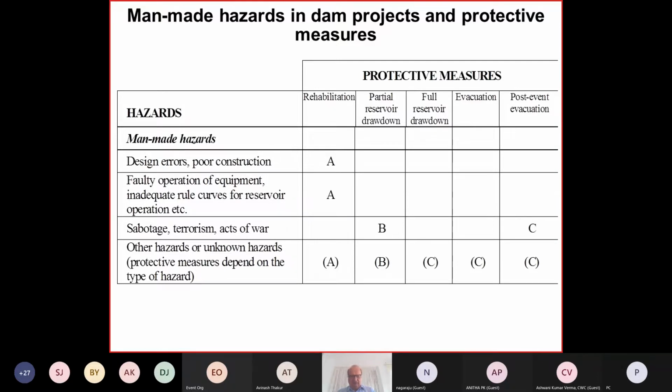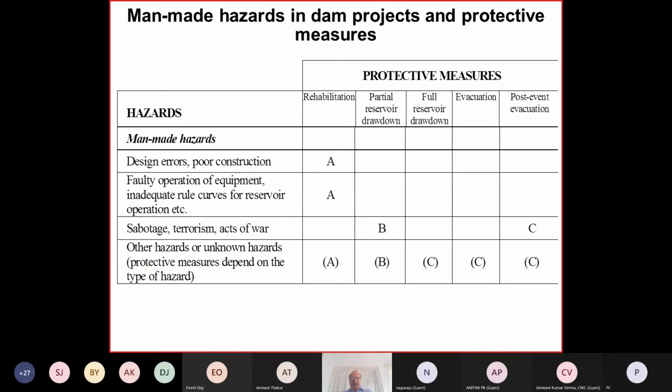conditions, for example. We have sabotage, terrorism, and acts of war, and we have other hazards or unknown hazards. So therefore, the protective measures depend on the unknown hazards, and we would say now, cyber criminality is a hazard, is a new hazard, unknown hazard, but it has to be looked at quickly.